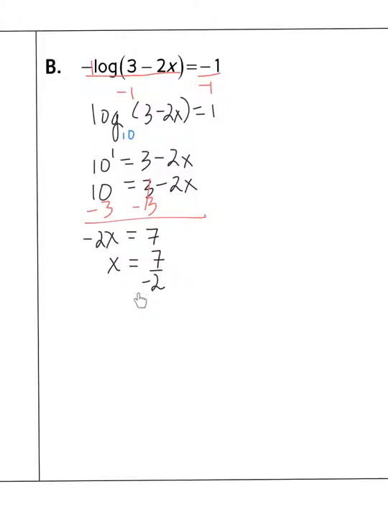Just because your answer is negative doesn't mean you're going to throw it out, but you got to take this value and plug it in up here. So I'm going to kind of do that off to the side. So 3 minus 2, I'm going to put over 1 and multiply it times negative 7 over 2. So the two negatives make a positive, and then the 2's cancel. So you end up with 3 plus 7, which is 10. So this value is going to give us a positive value in here, so I can accept it as a good solution.